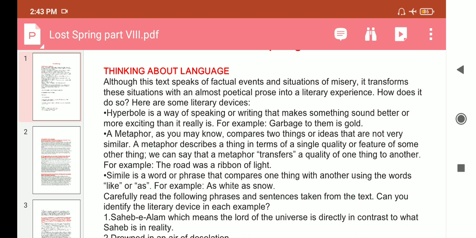Now there is simile. Simile is a word or phrase that compares one thing with another thing using the words like or as. For example, as white as snow. Let me explain it again. Simile is a word or phrase that compares one thing with another using words like or as, for example, as white as snow.